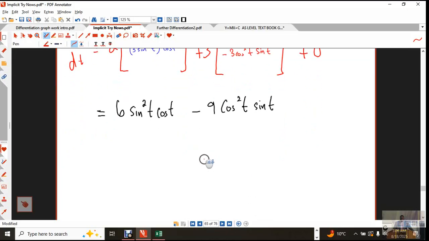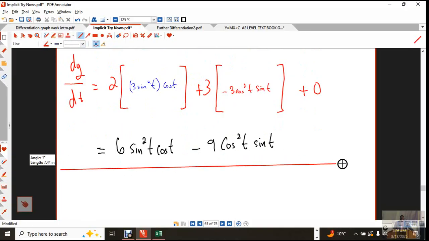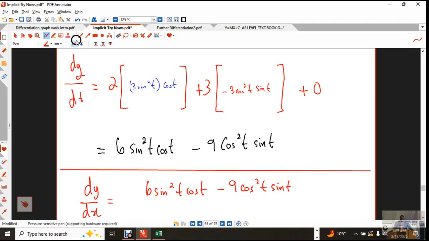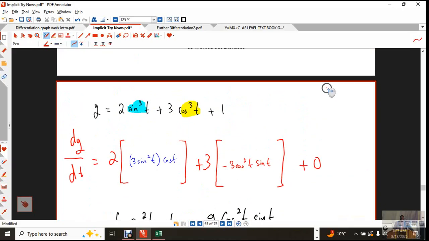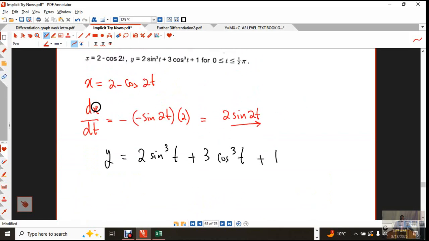Now that I have dy/dt, so I know what dy/dt is, let's find dy/dx now. It's going to be this dy/dt, which is 6 sine squared t cos t minus 9 cos squared t sine t, all of this over, if you remember, our very first one from the beginning, before there was a lot of side work, dx/dt. dx/dt was equal to that.